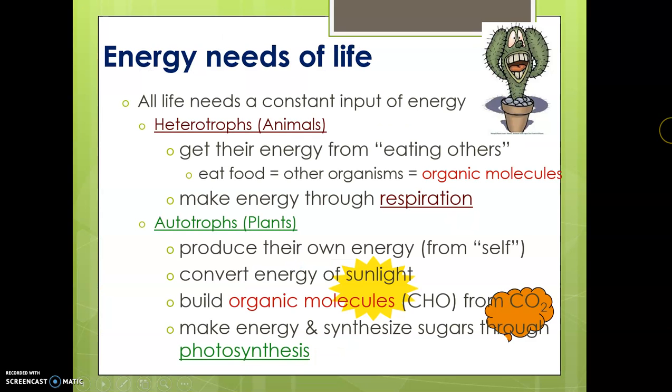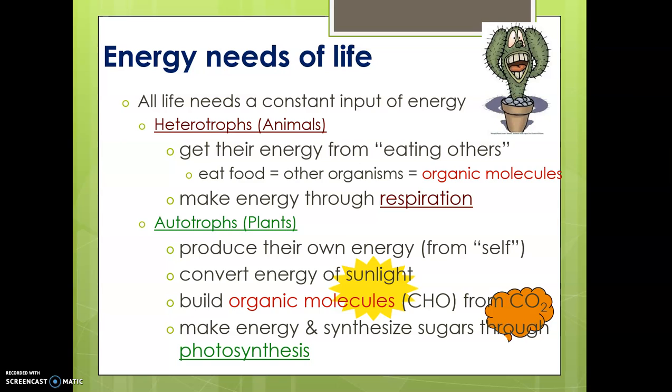We've talked about this before when we talked about ecosystems. We have heterotrophs and we have autotrophs. Heterotrophs are animals that cannot make their own food, so they have to get their food from other organisms, such as autotrophs. Autotrophs, those are our plants. They make their own food. They automatically make their own food.